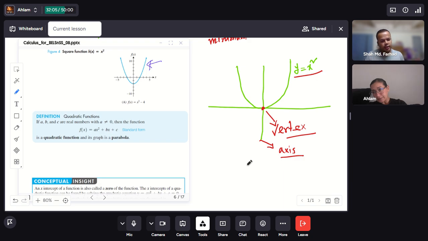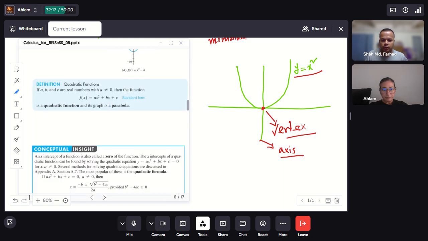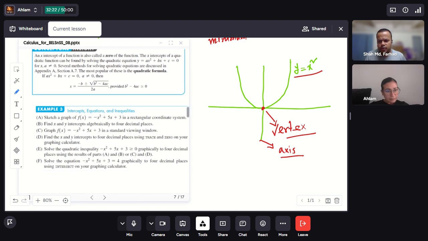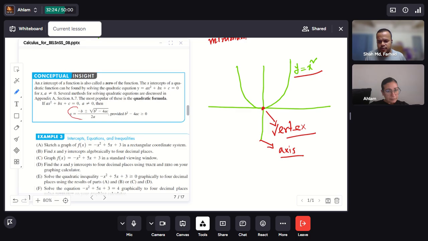It depends on what type of shape we are getting, maximum point or minimum point. Now if we go through the concepts here, I have already discussed how to solve the quadratic equation.